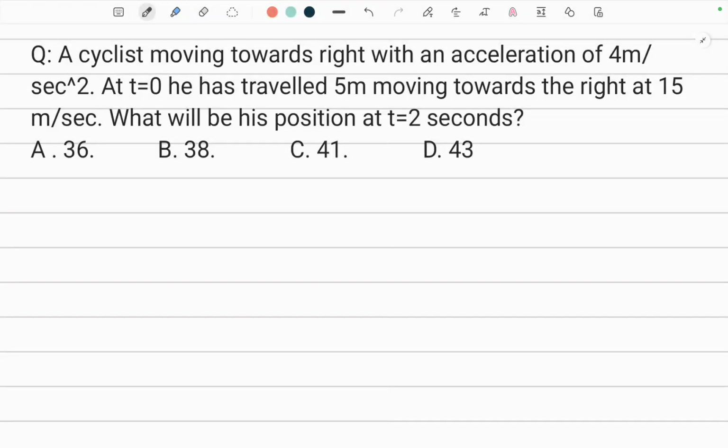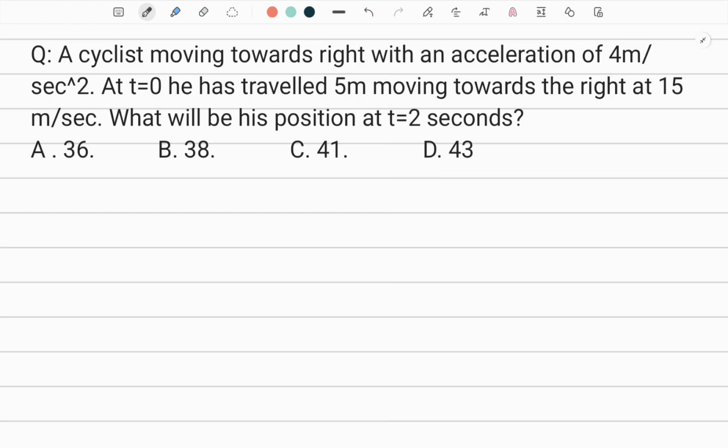So the question we are solving today says that a cyclist moving towards right with an acceleration of 4 meter per second square at time t is equal to 0, he has traveled 5 meter moving towards the right at 15 meter per second velocity. What will be his position at time t is equal to 2 seconds?